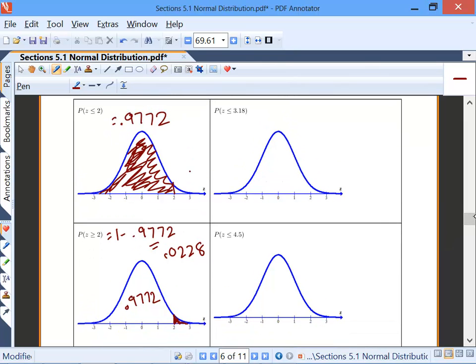So let's go back up and look at the top one on the other side of the worksheet. So the probability that z is less than or equal to 3.18. So 3.18 would be somewhere about here, and I'm looking for everything to the left. Okay. What do you think that's going to be, or close? What is it going to be close to? Should be close to 1.